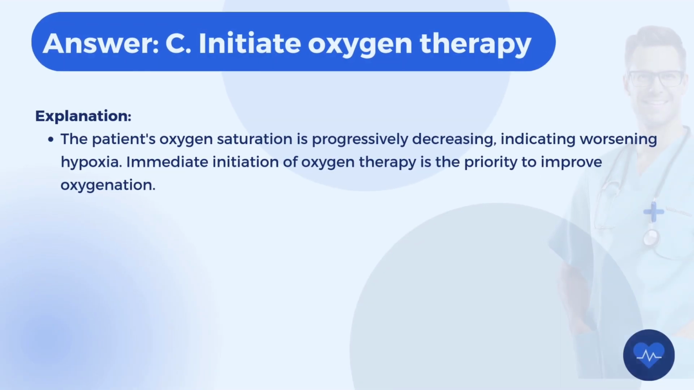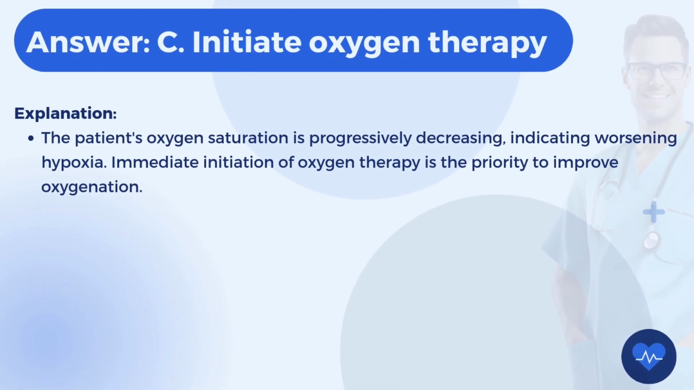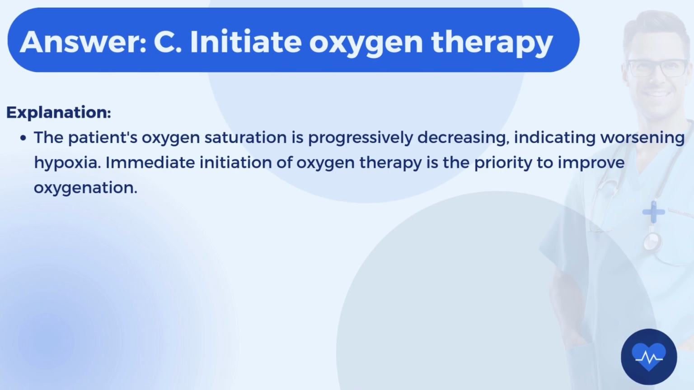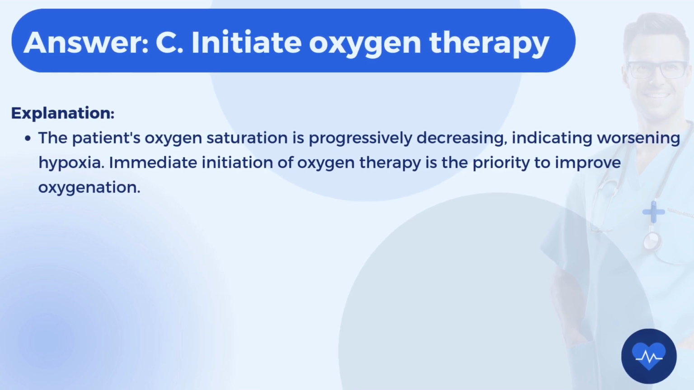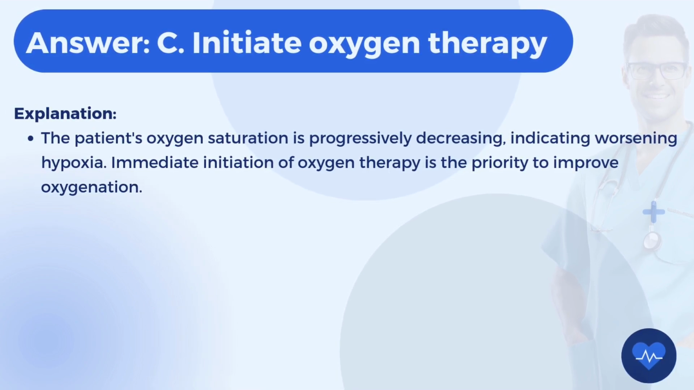Answer: C. Initiate oxygen therapy. Explanation. The patient's oxygen saturation is progressively decreasing, indicating worsening hypoxia. Immediate initiation of oxygen therapy is the priority to improve oxygenation.